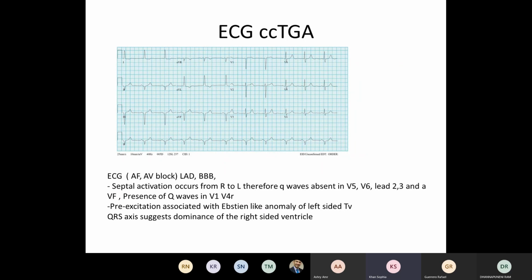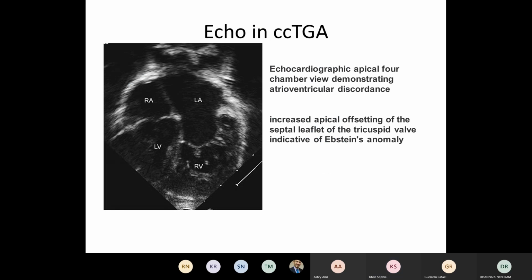So where you might have Q waves in V5 and V6, they'll be absent, but you might have some in V1, and you can see the axis will be abnormal again. Then there may be other clues, like if there's pre-excitation or heart block, that might prompt you to investigate. So that's one way they can present.